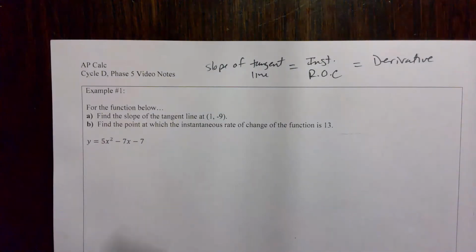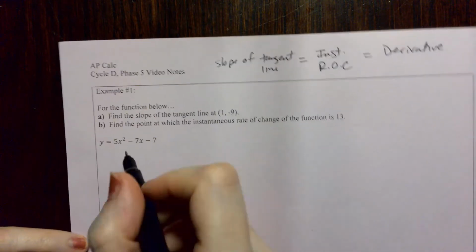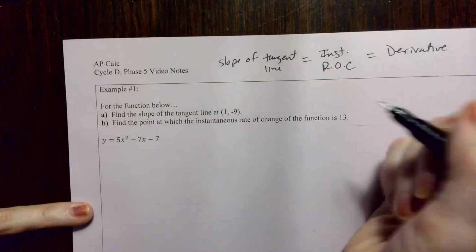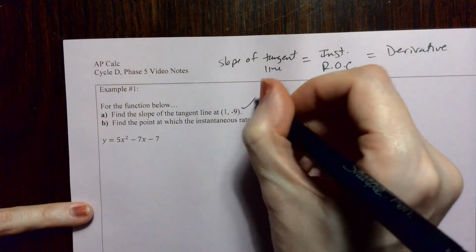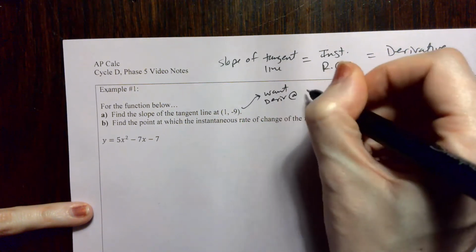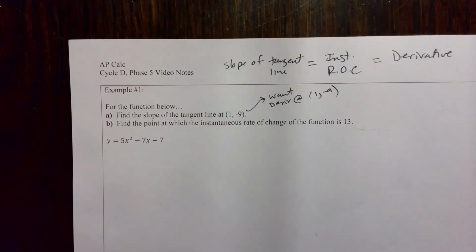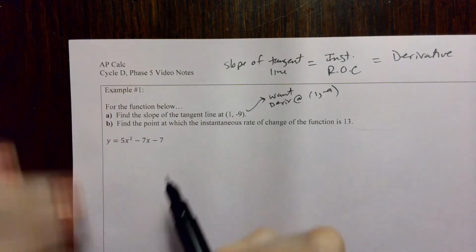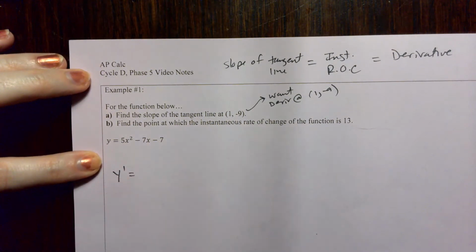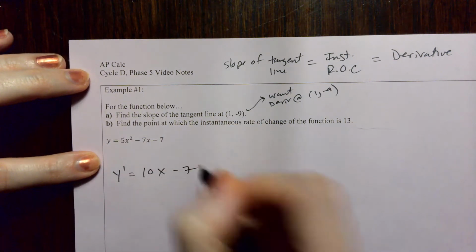So for A, find the slope of the tangent line at 1, -9. So we need to take the derivative. They want the derivative at 1, -9. They want the derivative at that point, so you've got to take the derivative. So this is going to be y prime equals 10x minus 7.